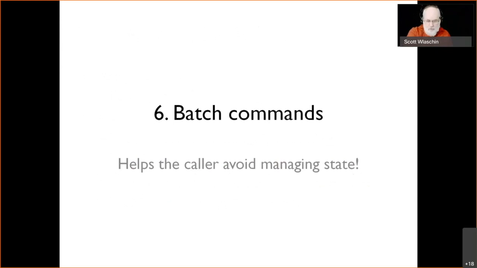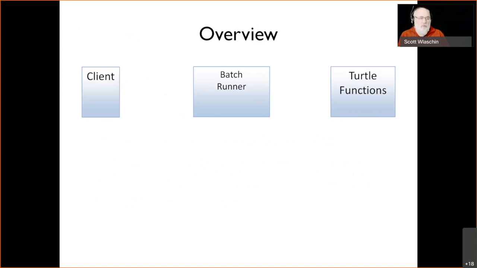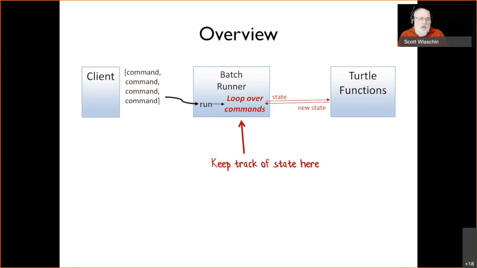Right, next, batch commands. So let's say that I don't want to manage the state on the caller side because the caller is lazy. How can the caller avoid managing state? Well, one way is to have an intermediary who's going to manage the state for me. So what I'm going to do is send a bunch of commands to a batch runner, which is going to run the commands for me. So I now have a new intermediary between me and the turtle. And I'm going to send a bunch of commands to the batch runner, and the batch runner is going to run them, and it's going to talk to the turtle, and it's going to keep track of the state of the turtle, not me.